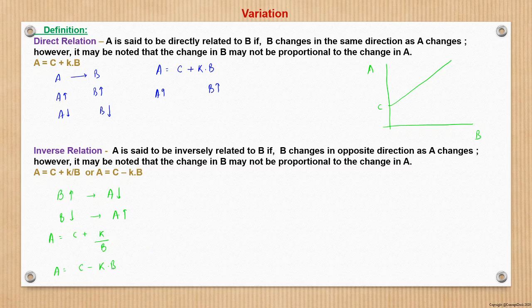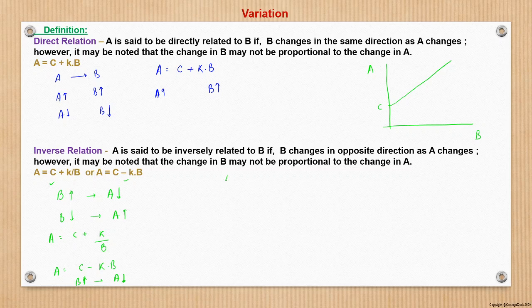Now here if B increases, what happens? This RHS will decrease, therefore A will decrease. If B increases, A decreases, same as here also. So these two are the standard forms of representation of an inverse relation.